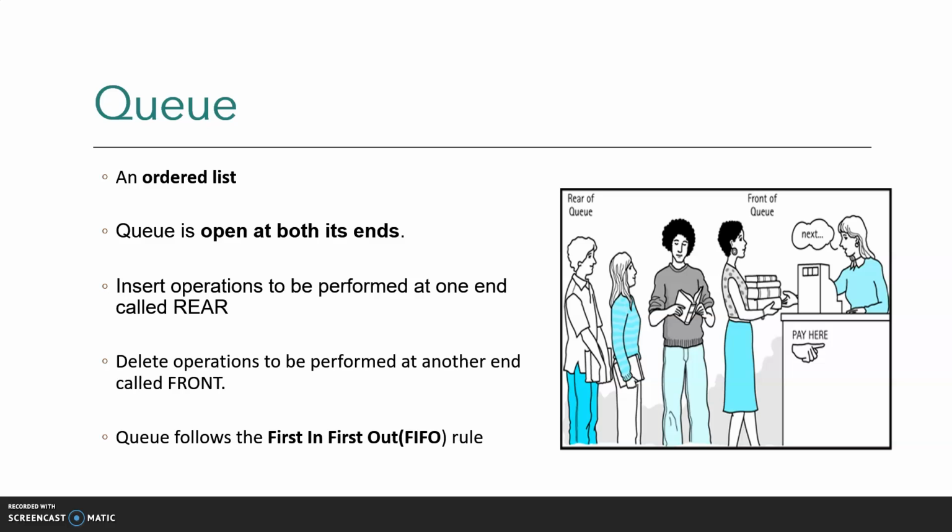For a real life example, you can just think about movie ticket lines. It is just similar to the ticket queue outside a movie hall, where the first person entering the queue is the first person to get the ticket.